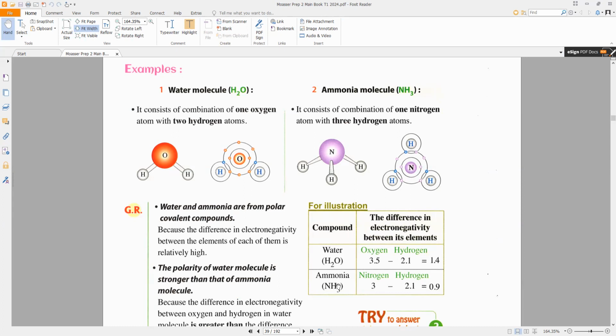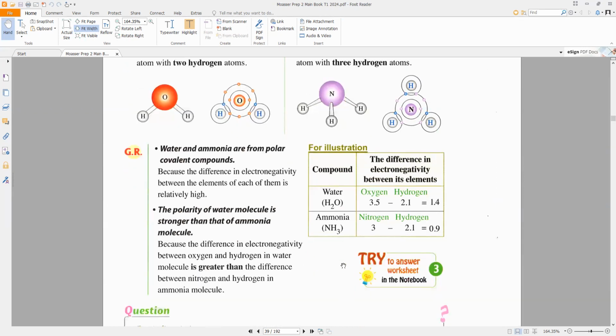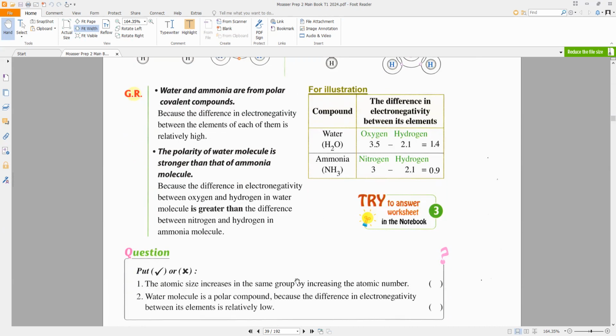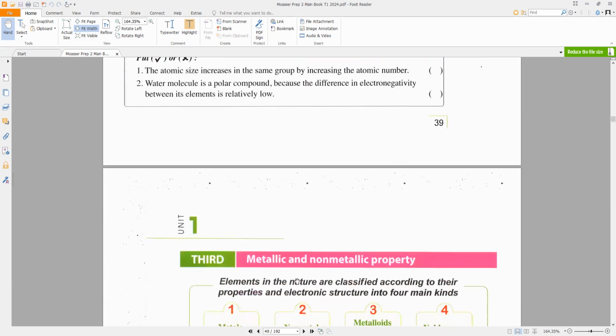Both of them are polar compounds because the difference in electronegativity between their elements is high. But water is more polar than ammonia because the difference in electronegativity between oxygen and hydrogen in the water molecule is larger than between nitrogen and hydrogen in the ammonia molecule. That was about electronegativity.